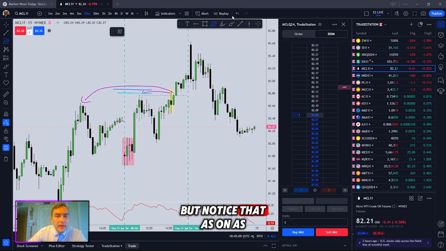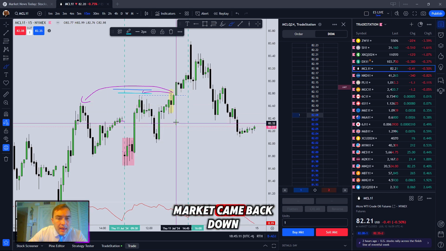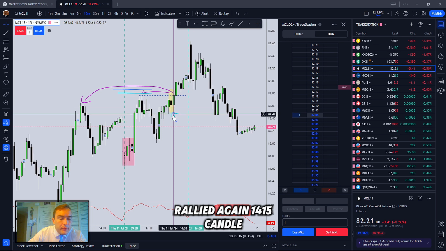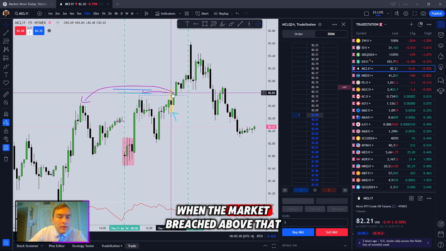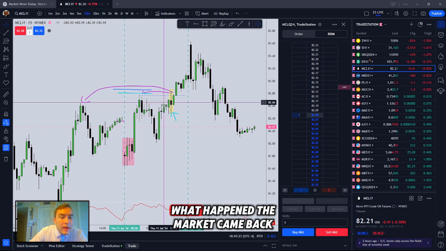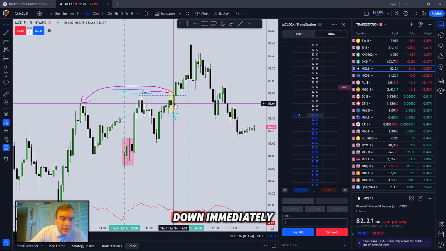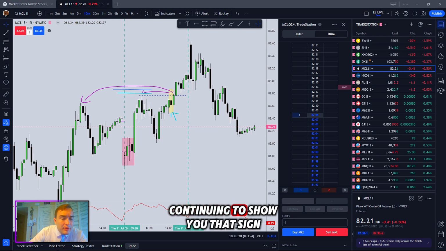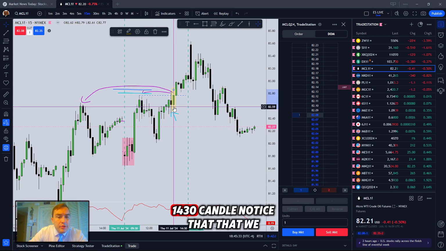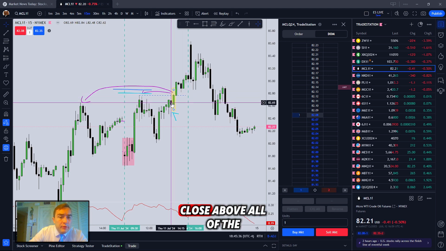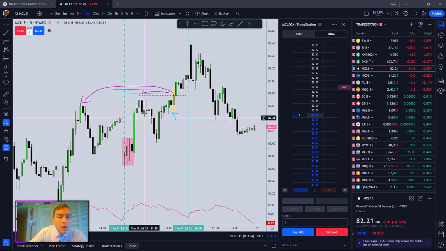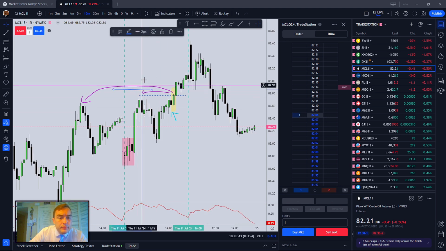But notice that as soon as the crude oil market came back down, what did the market do? Well, it rallied again. 1415 candle. When the market breached above that prior high, sell, sell, sell, sell, sell. What happened? The market came back down, immediately bought up again, continuing to show you that sign of strength. 1430 candle. Notice that we close above all of those prior candles, and now it looks like we're going to break above those prior highs.